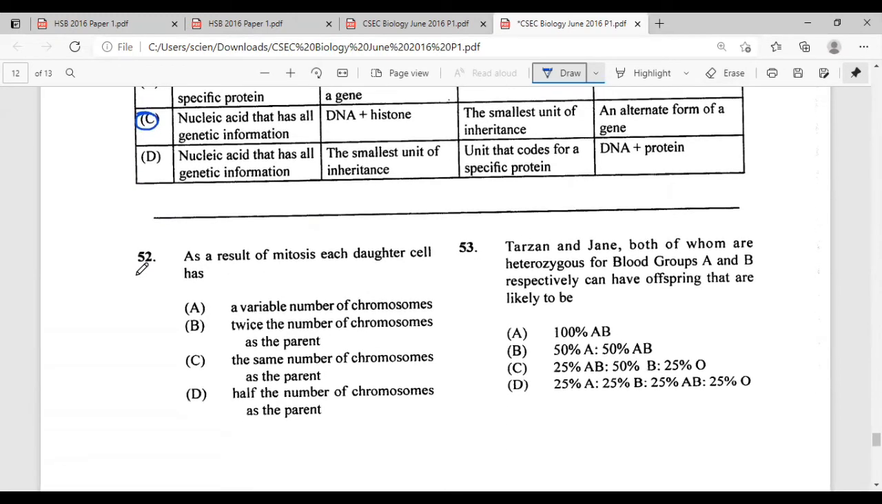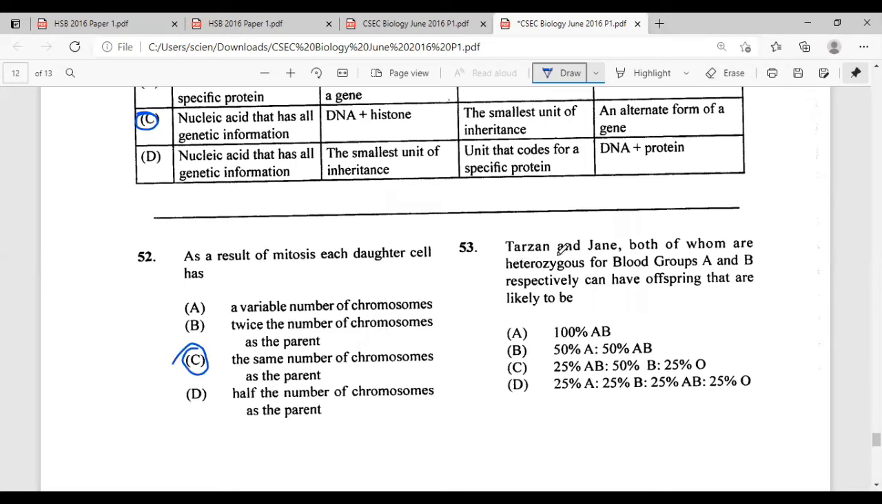52. As a result of mitosis, each daughter cell has A, a variable number of chromosomes, B, twice the number of chromosomes as the parent, C, the same number of chromosomes as the parent, and D, half the number of chromosomes as the parent. Because we're talking about mitosis, the answer has to be the same amount, and that is C.